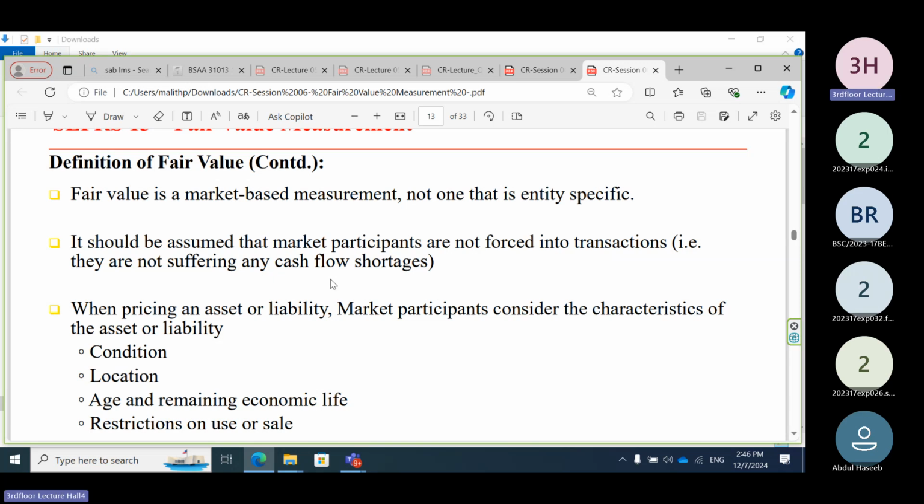You have to practice this language: to be an unforced transaction. When pricing an asset or liability, market participants consider the characteristics of the asset or liability: condition, location, age, remaining economic life, and restrictions on use or sale.